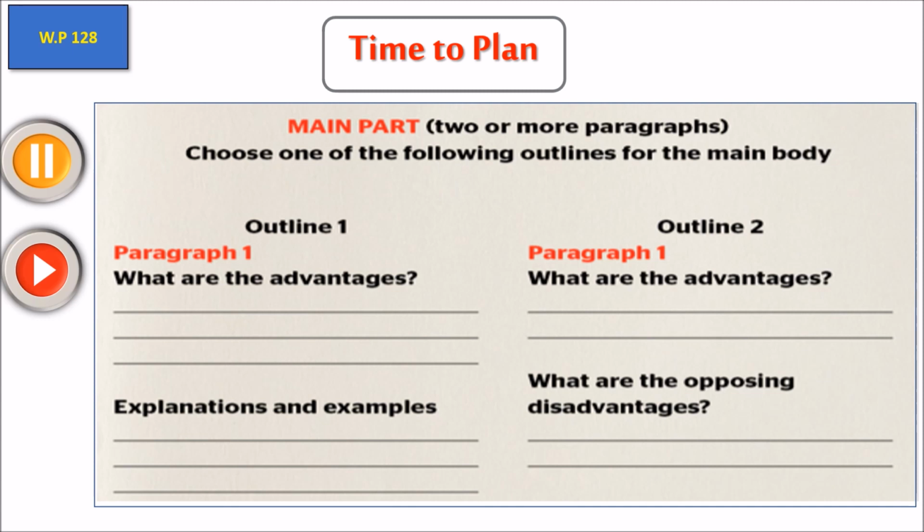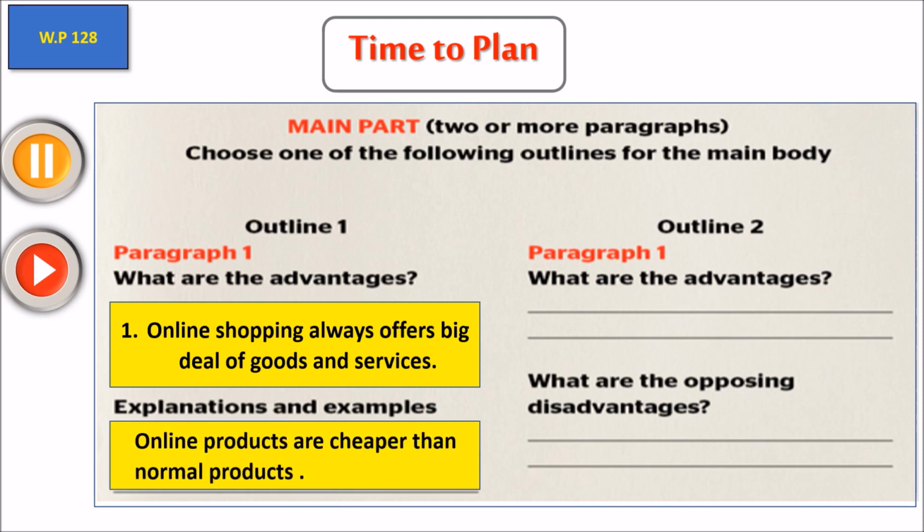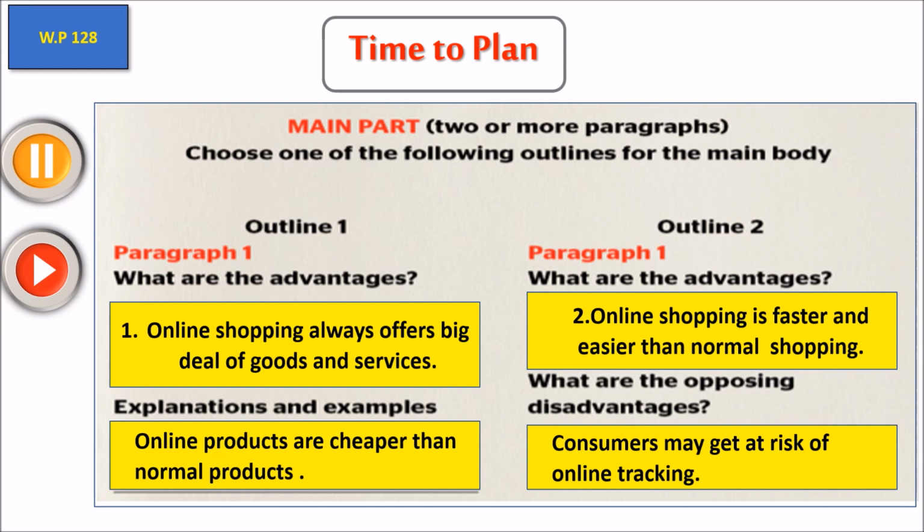Here we come back. So here, what are the advantages? So we need to mention one advantage of online shopping. For example, online shopping always offers big deal of goods and services. Give explanations. Online products are cheaper than normal products. Another advantage, online shopping is faster and easier than normal shopping. But what about the opposing disadvantage? Consumers may get at risk of online tracking.